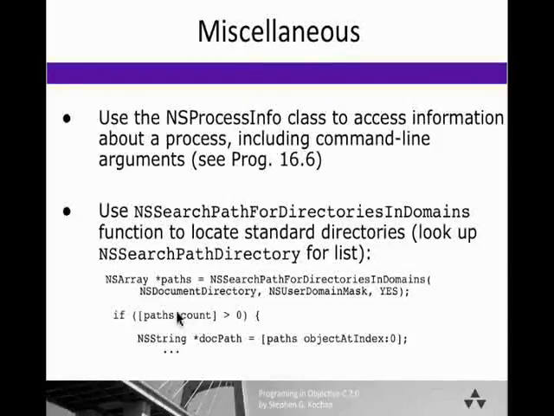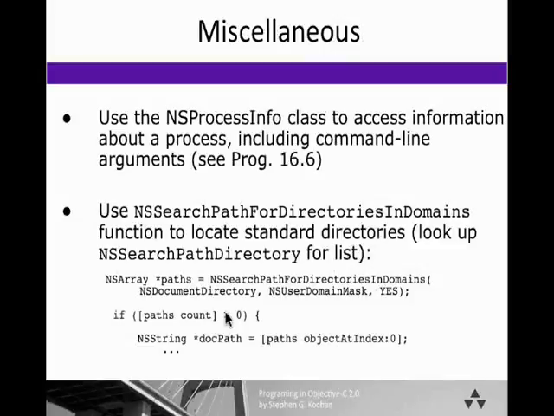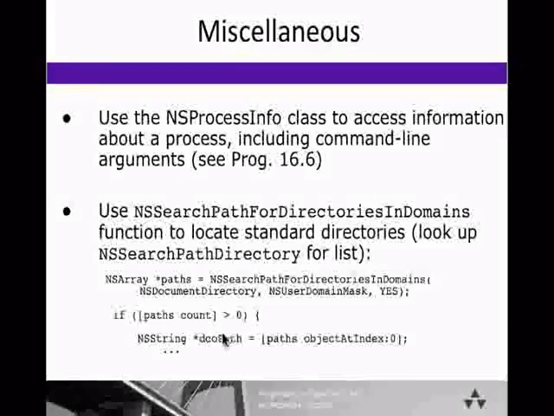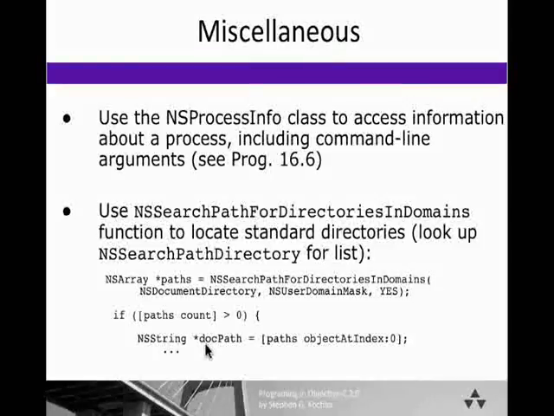If the count in that array is greater than 0, it means something was filled into that NS array object, in which case if I get the first object out of that array, I actually get, and it might seem like a lot of work here, a path to the documents directory for that particular user. So once again, just something I wanted to leave you with at the end of this class.